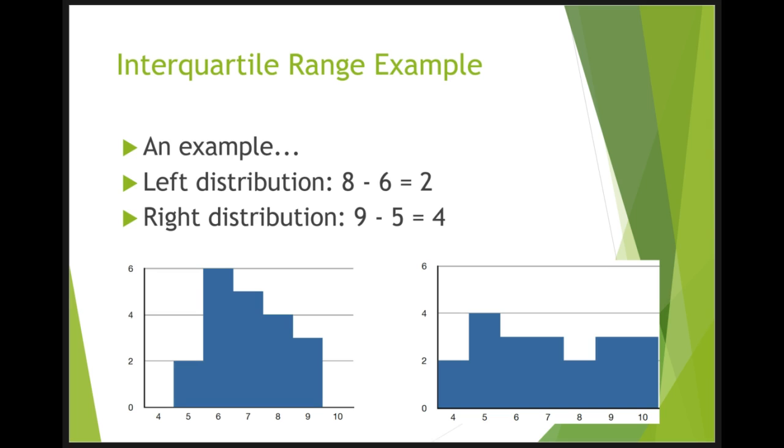Let's go back to our two different distributions of test scores. For the left distribution, the 75th percentile is 8, and the 25th is 6, making the interquartile range 2. For the right distribution, which has a greater spread, the 75th percentile is 9, the 25th percentile is 5, making the interquartile range 4.